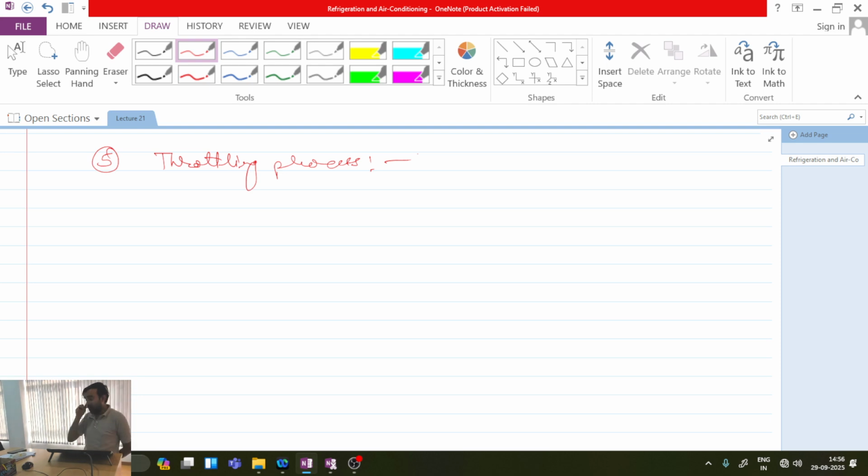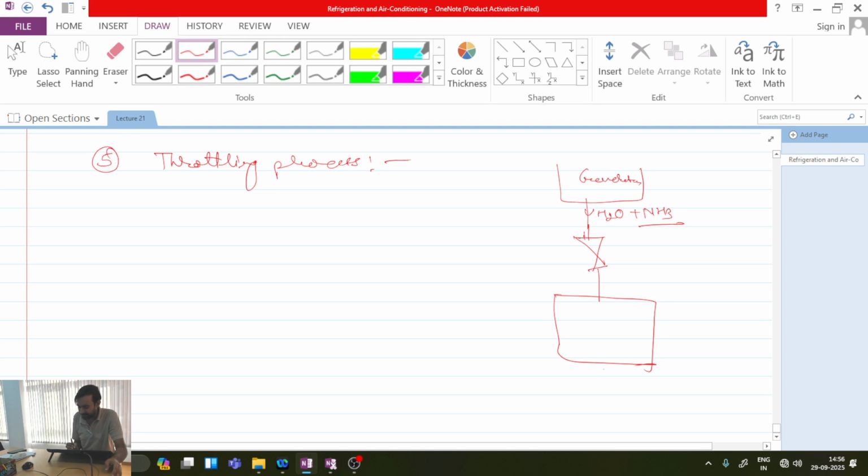Now one interesting concept: I had explained to you about the generator. At the bottom of the generator I had water in the ideal condition, but in a real scenario I will not have pure water. Along with the water I will have a certain amount of ammonia. So when this ammonia and water mixture passes through the throttling process and then enters the absorber, what happens when a mixture passes through the throttling process? That is what we want to understand.